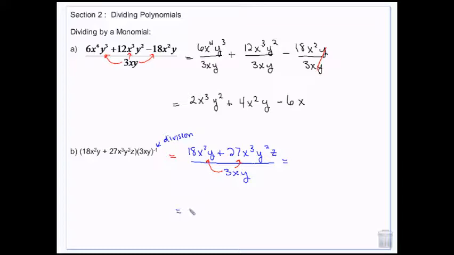So if I do 18 divided by 3, I get 6. 2 minus 1 is 1. 1 minus 1 goes away. 27 divided by 3 is 9. 3 minus 1 is 2. 2 minus 1 is 1. And that z didn't divide by anything. It just hangs out.